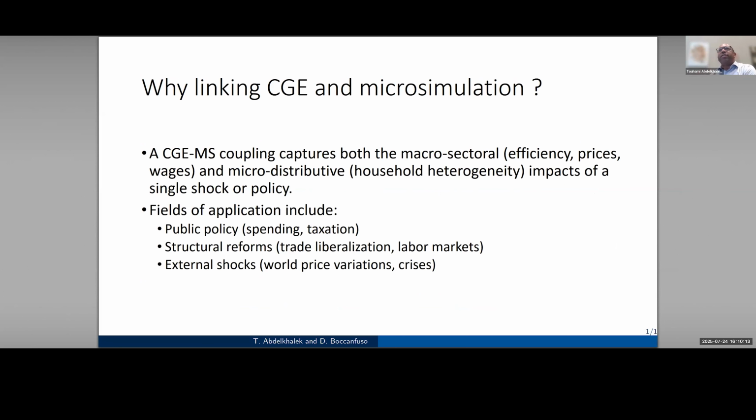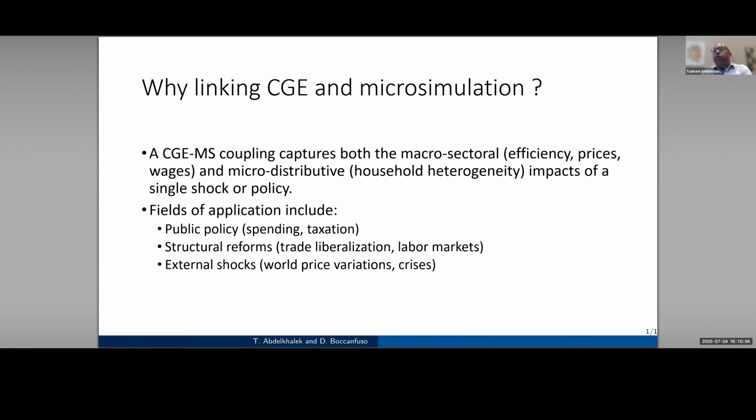CGE microsimulation models capture both the macro sectoral level. We can reconstruct the macro situation or the macro and sectoral results from the microsimulation approach by aggregation in the CGE model, and also the micro-distributive impact on households. And with this approach, we can capture all the heterogeneity between individuals. So we can see, when there is a shock, what is the link between the macro situation and the micro level.